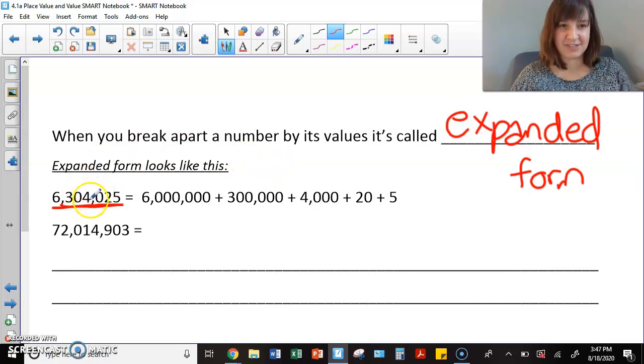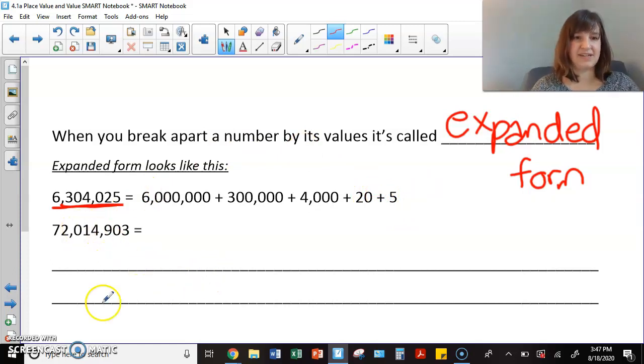So then I get to my 4. My 4 is in the thousands place, so I write 4,000. I get to this 0, which is in the hundreds place, but 0 hundreds is the same thing as 0, so I just don't even put it in there because it's not worth anything. Then I get to my 2, which is in the tens place, so that's worth 20, 2 tens. And then here I have my 5 in my ones place, which is just worth 5. There are no digits after, so there are no zeros because 5 in the ones place is just 5 ones.